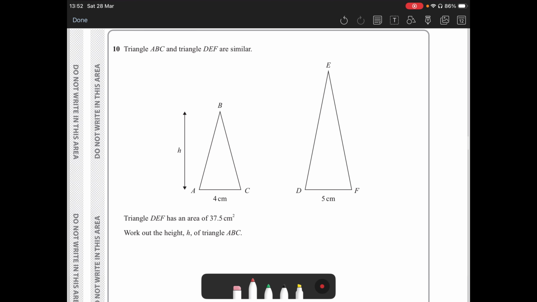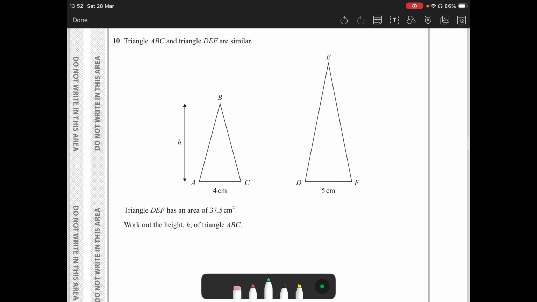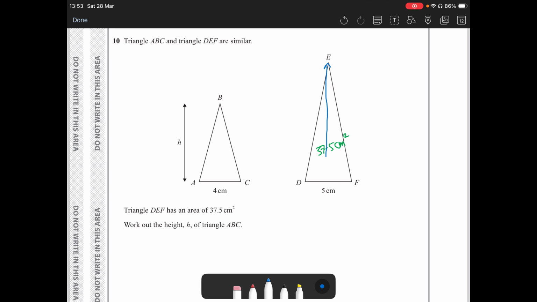Moving on, number 10. All similar triangles. Okay, so what do we know? We know triangle DEF, that's the bigger one, is 37.5 centimeters squared. Interesting. Okay, so you should remember, we'll call this, I'm going to avoid H because that's the little triangle, so let me call it X. Okay, any letter will do.